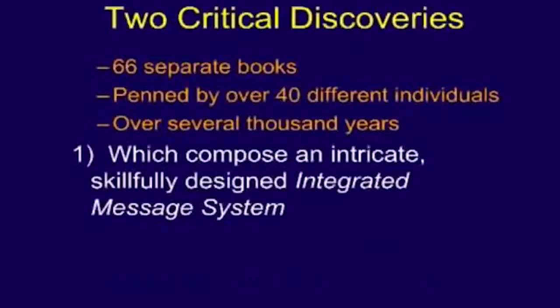The first discovery is that these 66 books that we have in our laps called the Bible, even though they're penned by over 40 different guys over thousands of years, they are an integrated message system. Every detail of those 66 books is there by design, a design that could not be anticipated by the penmen over those thousands of years. But it all fits together.